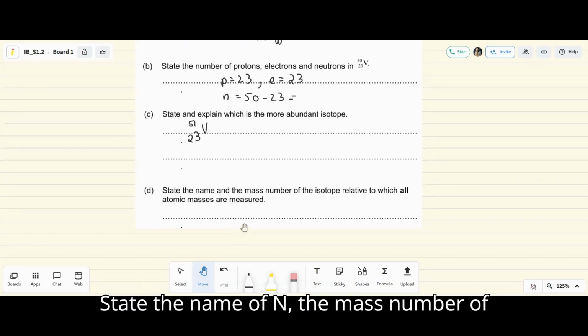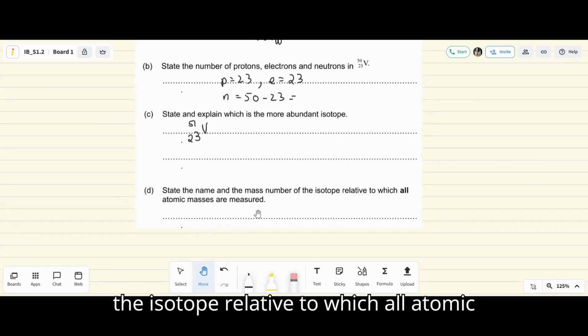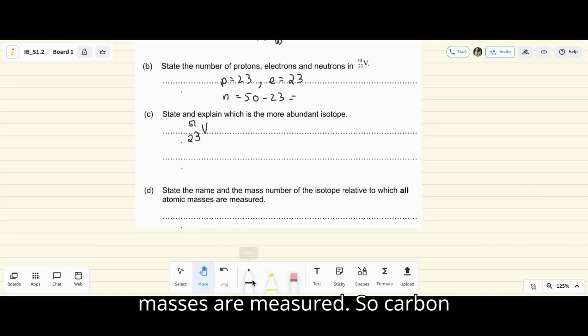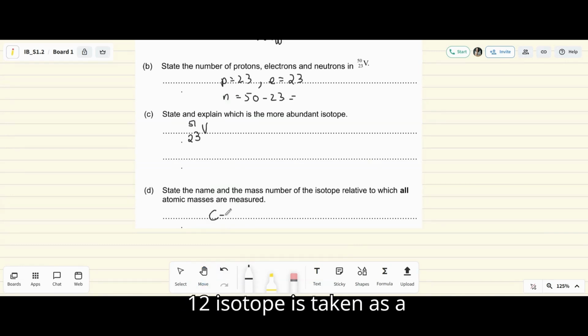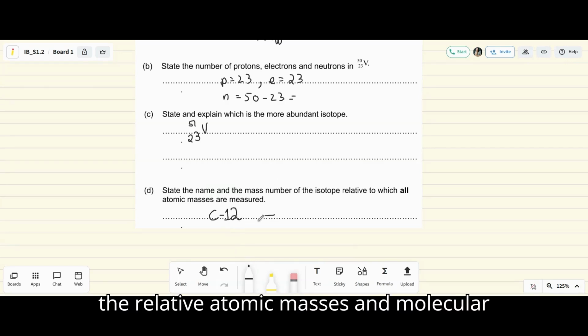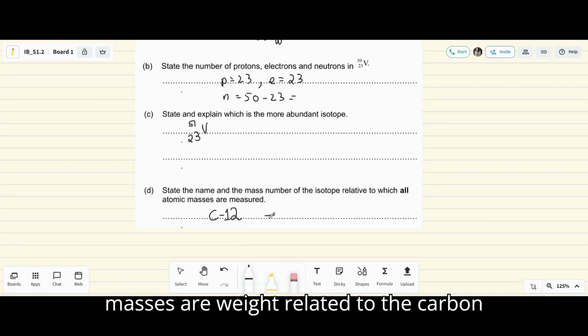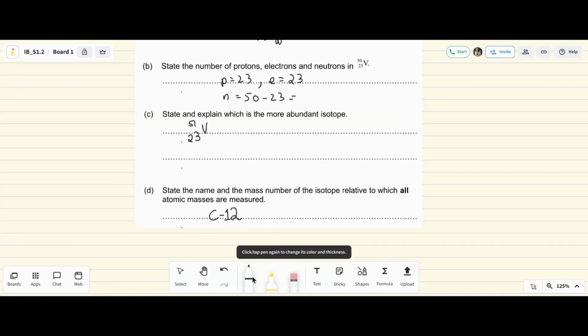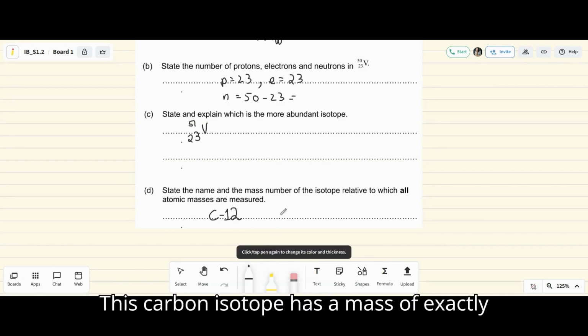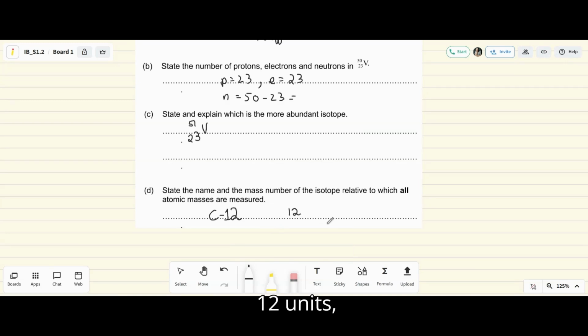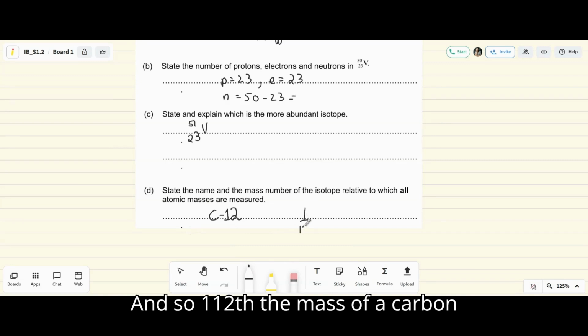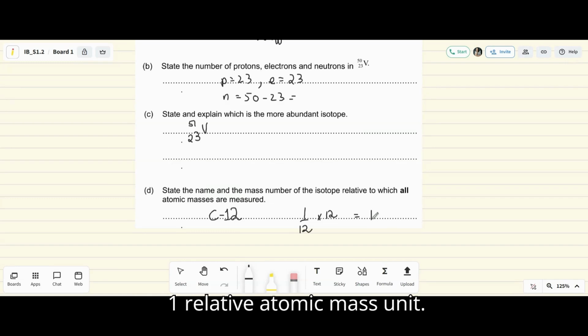State the name of and the mass number of the isotope relative to which all atomic masses are measured. So the carbon-12 isotope is taken as a standard, and the relative atomic masses and molecular masses are measured relative to carbon-12, assuming that this carbon isotope has a mass of exactly 12 units. And so 1/12 the mass of a carbon-12 isotope is taken as exactly one relative atomic mass unit.